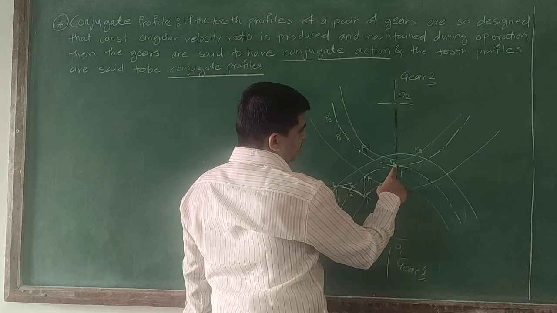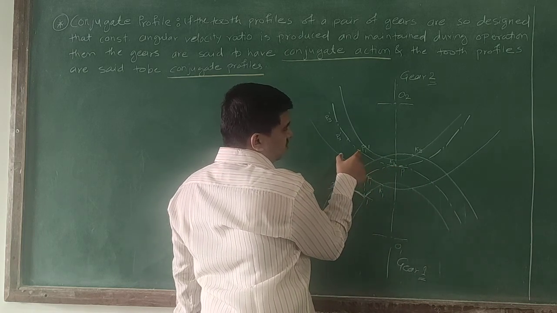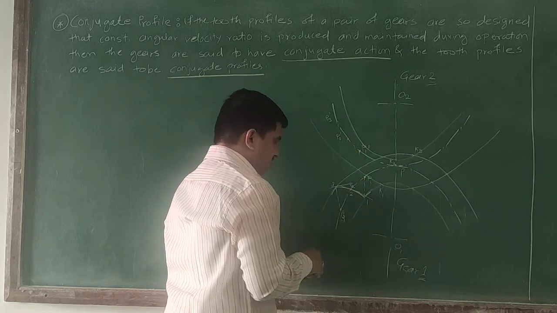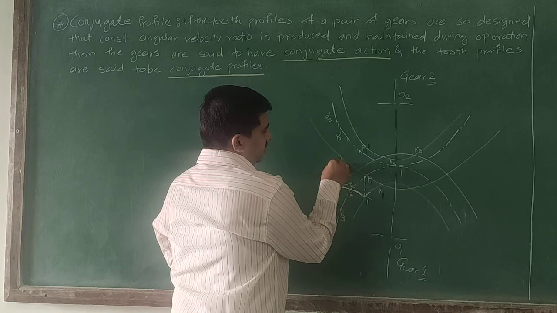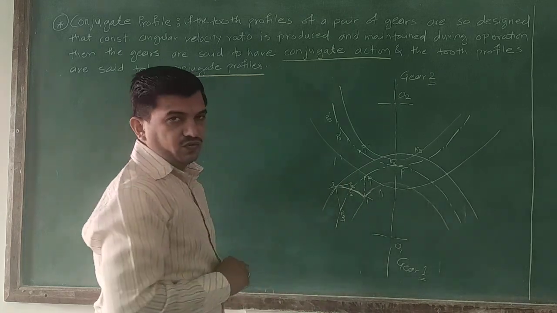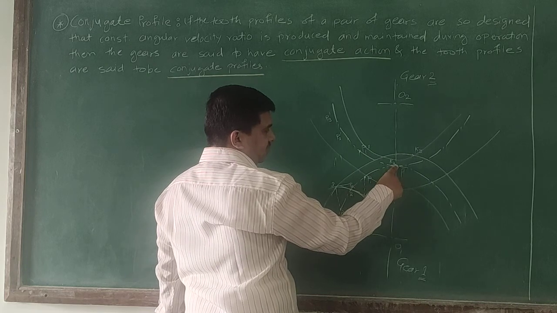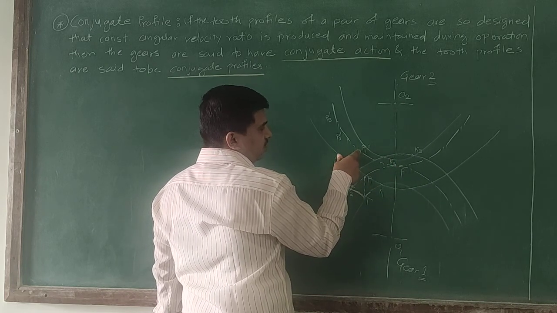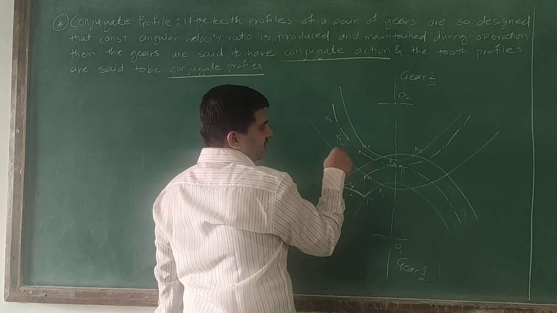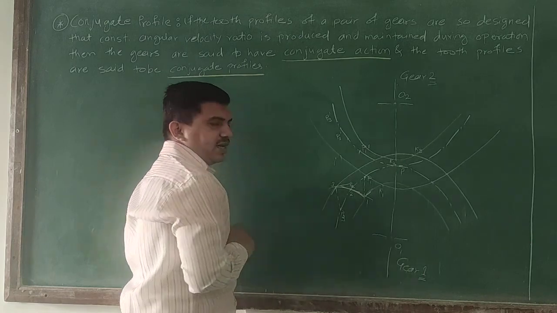From P1 to K1 we will measure this particular distance in our compass. We will go on P1 dash and we will cut a point which will be 1 dash. What we did, we have measured the distance from P to K1 in our compass, put our compass point on P1 dash, cut an arc of K1, and named that particular point as 1 dash.